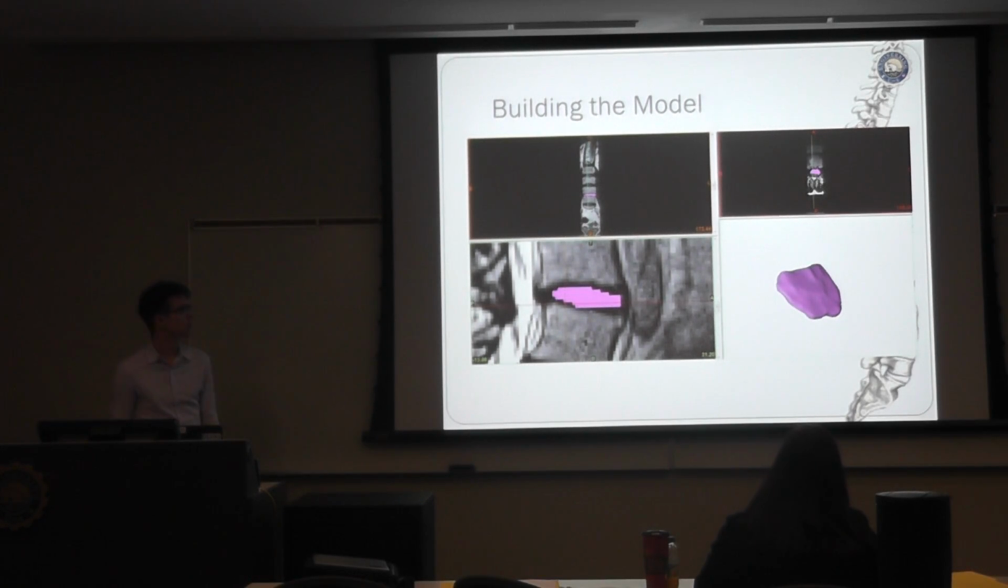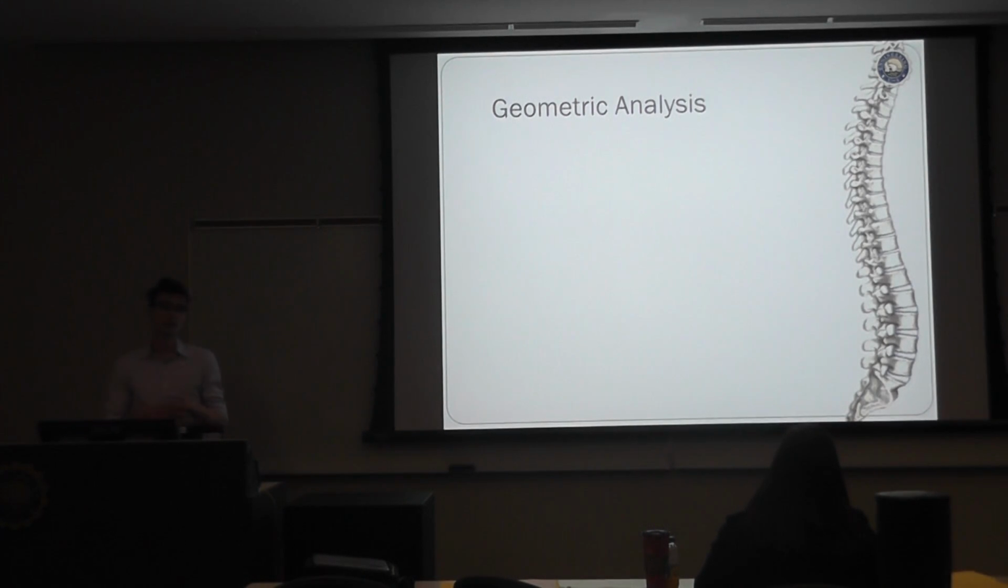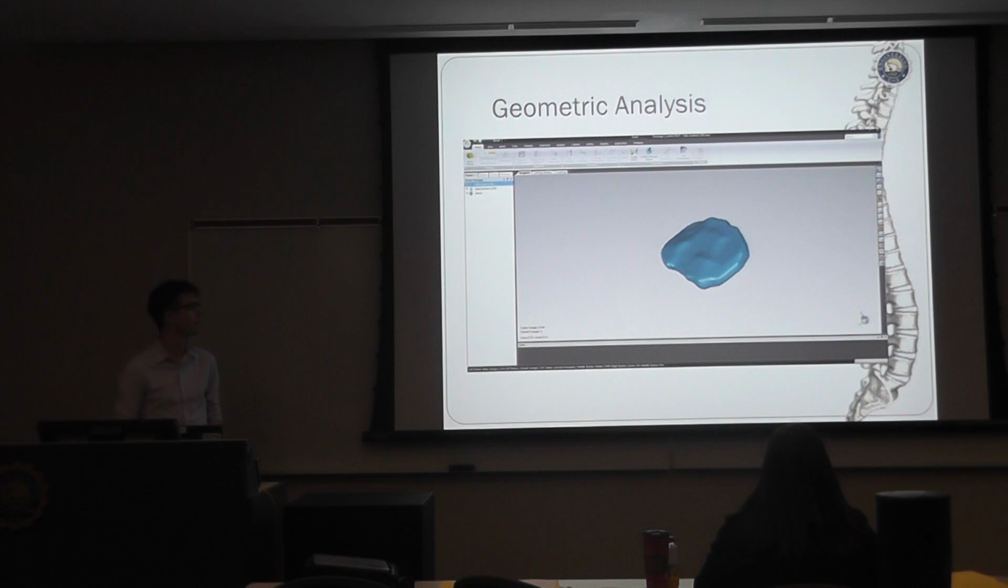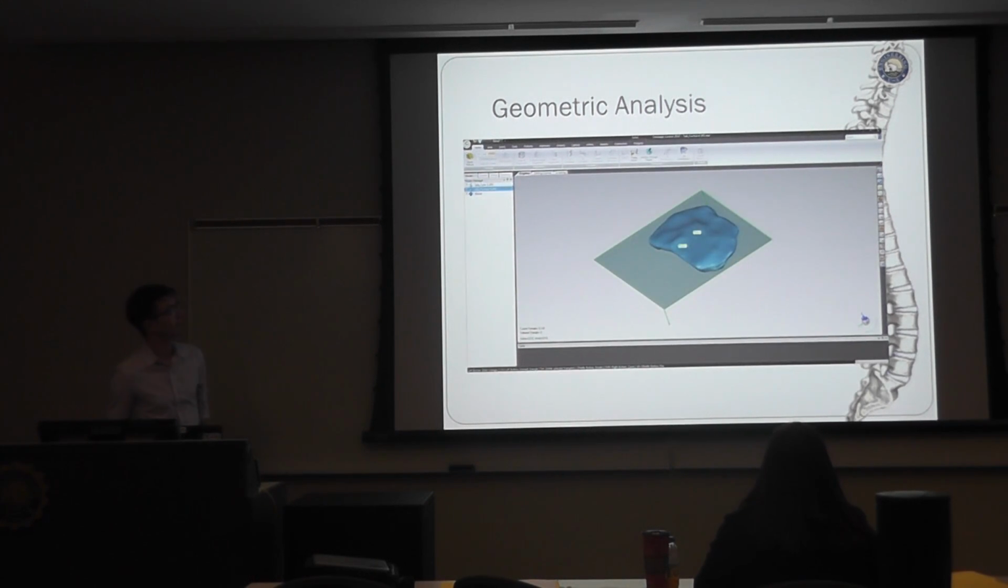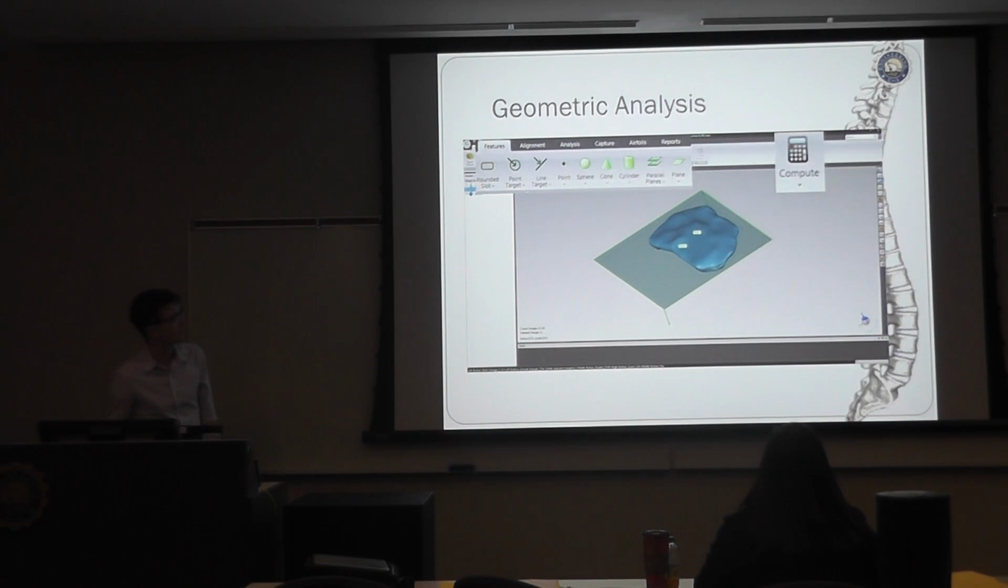Once your models are constructed, we conduct a geometric analysis. This was done in Geomagic. We export it from Mimics and import it into here. Some of you are probably familiar with Geomagic, it's a very versatile software, so you can do lots of things in there. It's quite simple. You can find your centroid and your plane of best fit and then compute volume and the rest of the variables that you want.